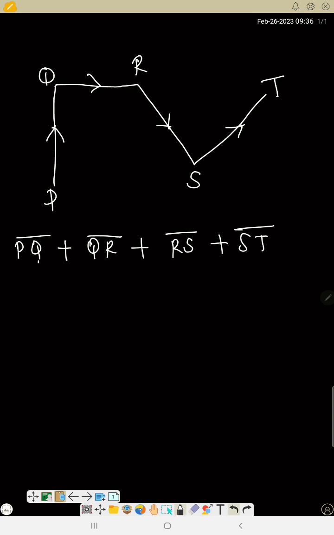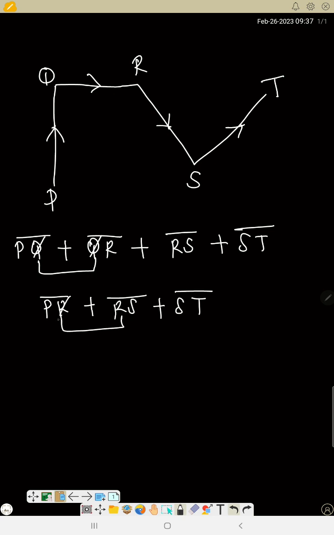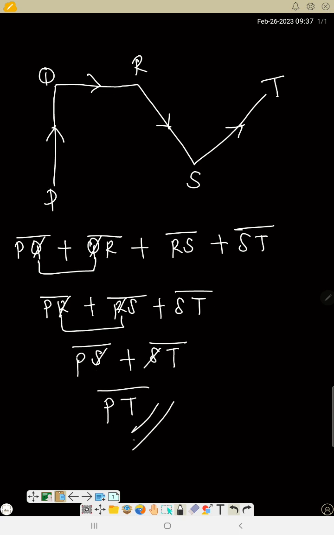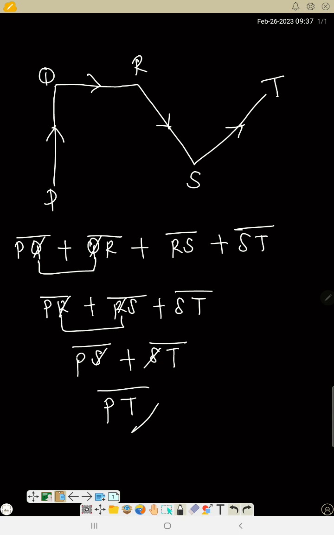You will notice this one and this one are alike, then this will be PR. Remember, if they are alike, the resultant is PR plus now RS. So I've resolved these two into one, so plus RS plus ST. Now resolve these two again, that will be PS plus ST. Now resolve the last one, so that is PT. That means the resultant of this vector here is PT, and that is their vector sum.